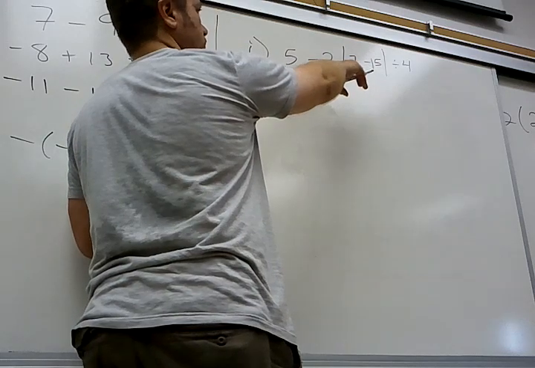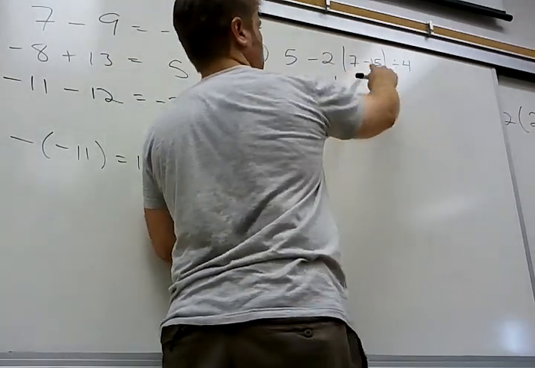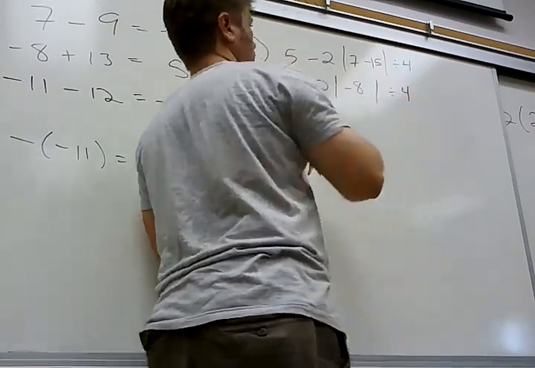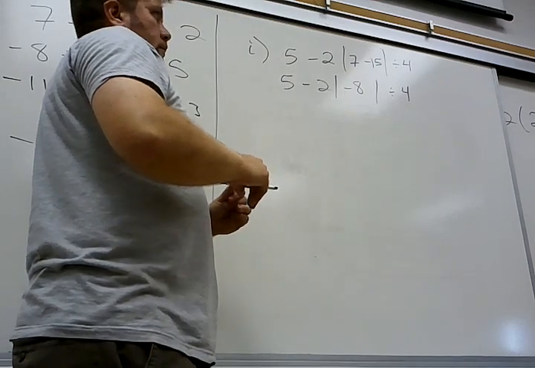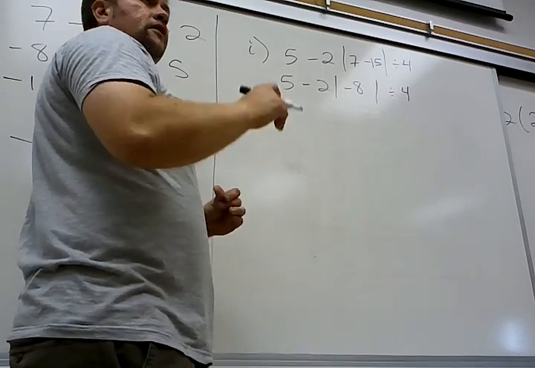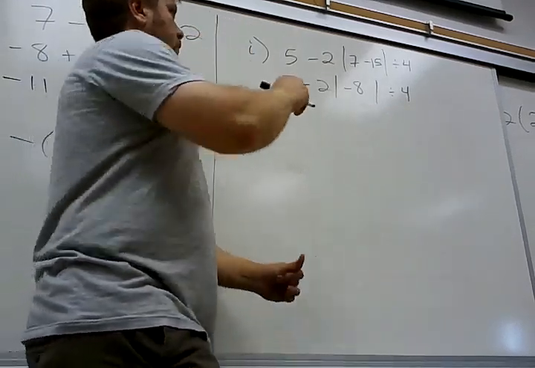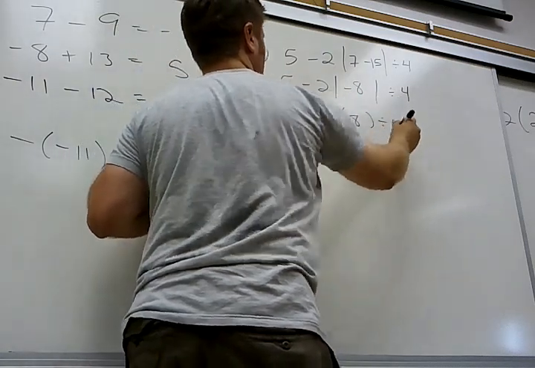What's the very first thing you should do? Parentheses. Yeah, these things that look like parentheses. So that'd be negative 8. And then 5 and 2 times, what's the very next thing you have to do? Change the value. It's absolute, not multiply. Absolute value. The absolute value of negative 8 is 8. You've got 2 times 8. You've got to do that first.